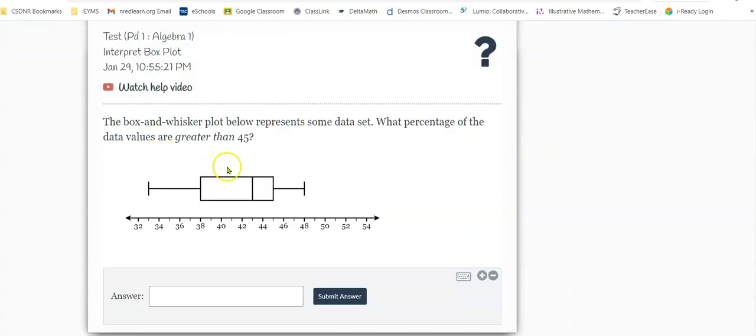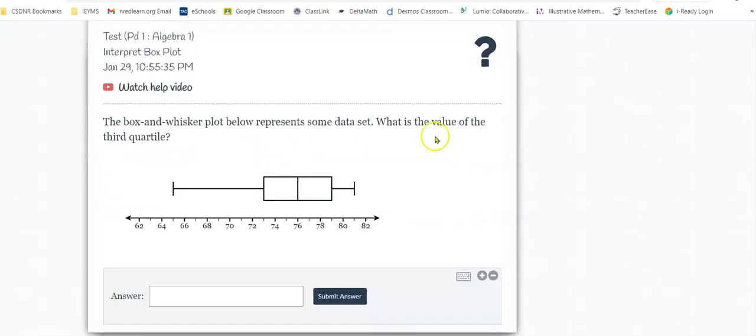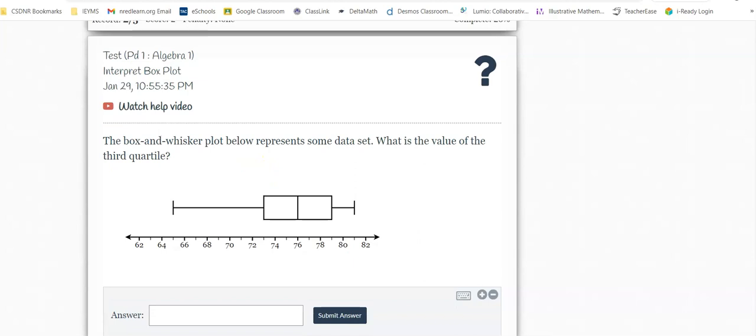What percentage of the data values are greater than 45? Well, this is 45 right here, and that's only one quartile, so only 25% are going to be greater than that value. Last question, what is the value of the third quartile? This is Q1 right here, the first or lower quartile, the median is Q2, so the third quartile is between 78 and 80, so this one must be 79.